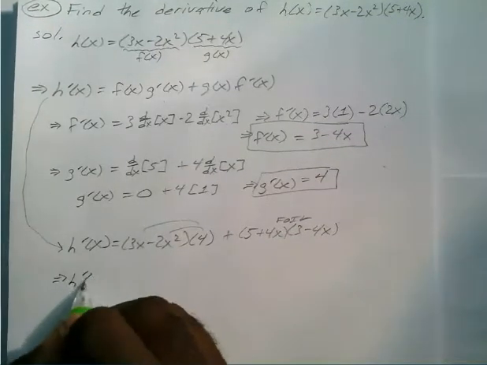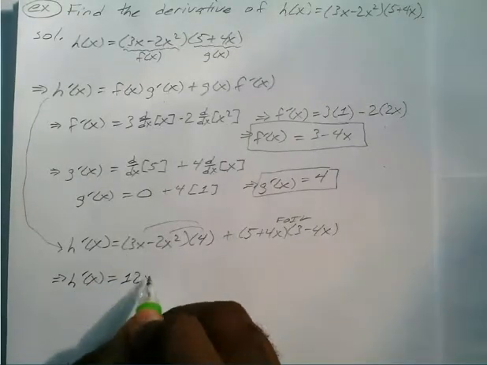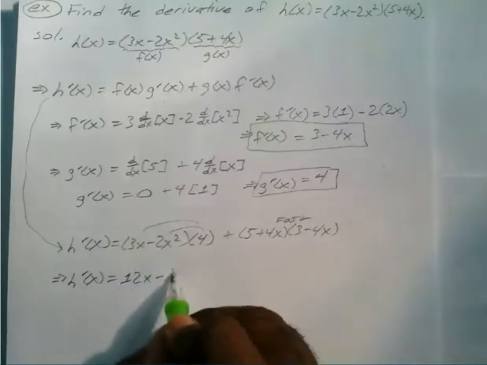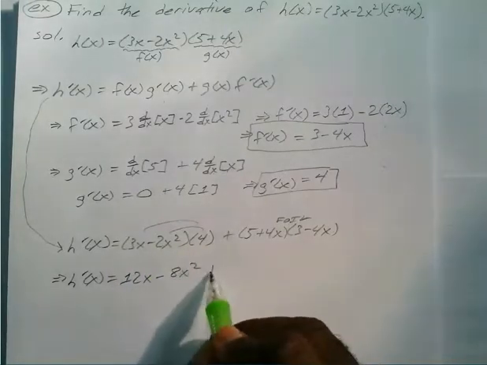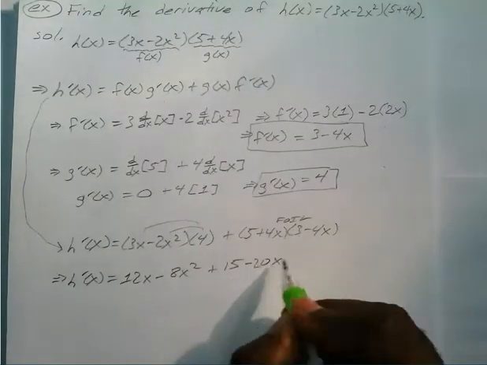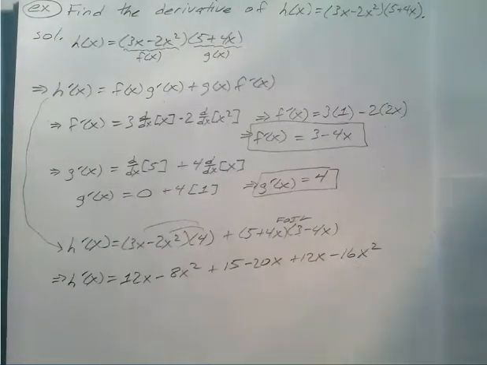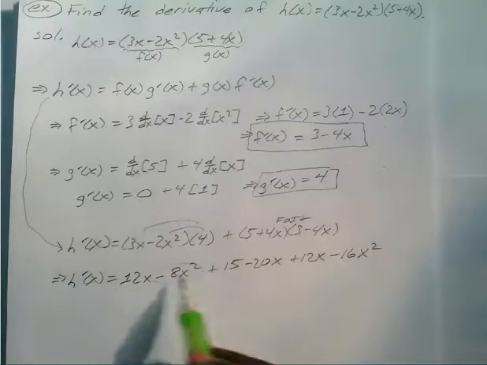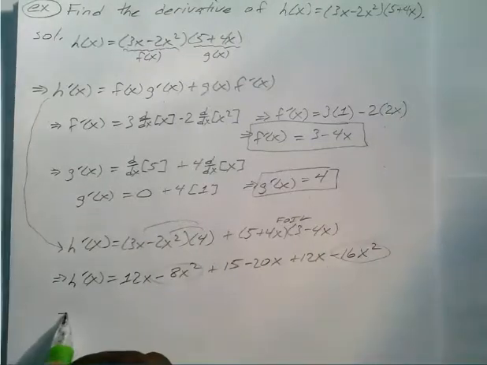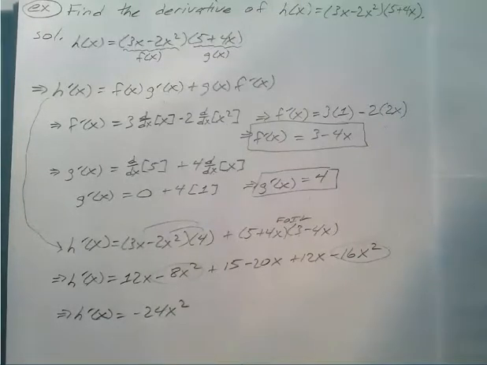Okay, so we have h prime of x is equal to 4 times 3x is 12x minus 8x squared plus, we FOIL, we have 15 minus 20x plus 12x minus 16x squared. Okay, so if we combine our like terms, we have negative 8x squared and negative 16x squared. So h prime of x equals negative 24x squared.